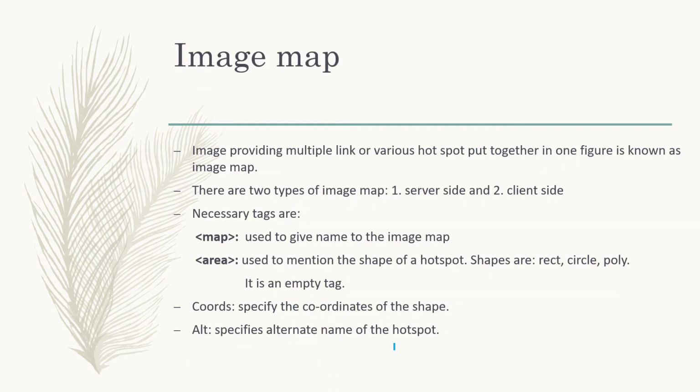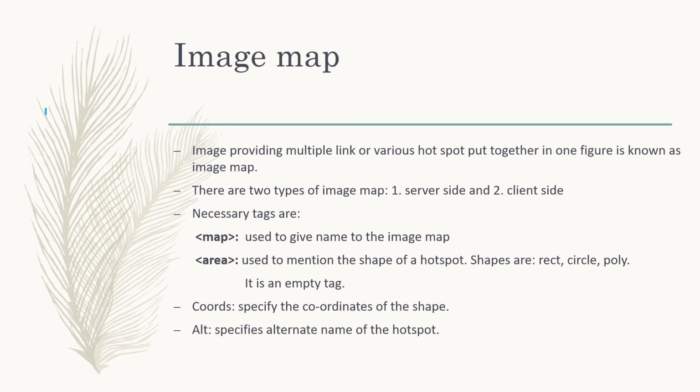Next is image map. Sometimes it happens that a single image has multiple links in one image only. So when you see something like an image providing multiple links, or hotspots put together in one image, it is known as an image map.